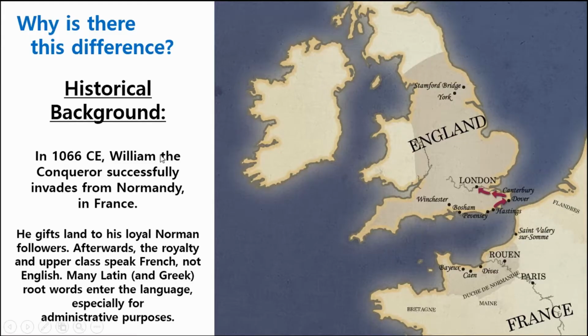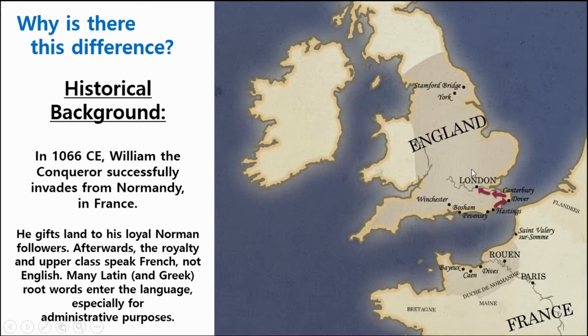Now, from the middle of the 4th century onwards, we have Anglo-Saxons in this area speaking a language that is very closely related to Germanic because that is their origin. Then what happens? About 400, 500 years later, in 1066 Common Era, William the Conqueror successfully invades from Normandy in France. Now, William was from the Norman region of France.